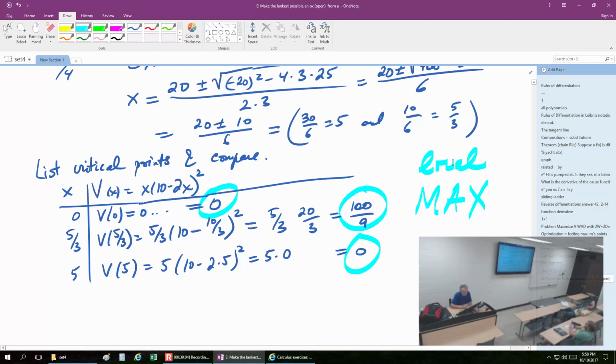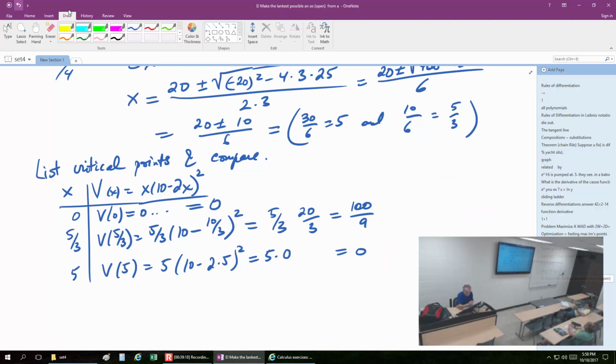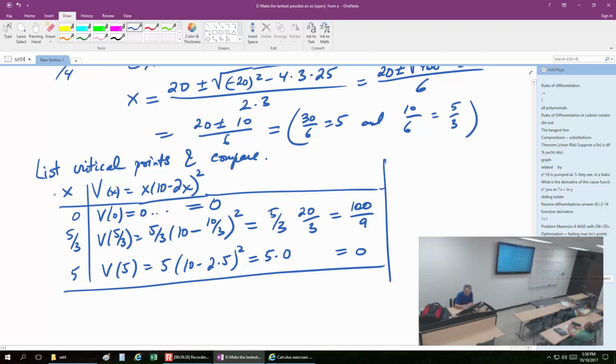But since the list, so if we just stop, I maybe rushed too quickly through this. Let's make sure that what we have discovered by Fermat's theorem, this is what we have discovered. So let me say this. So these are candidates for global max min.